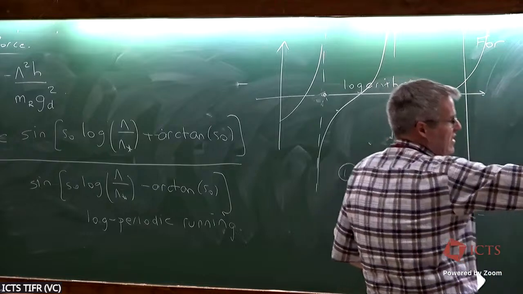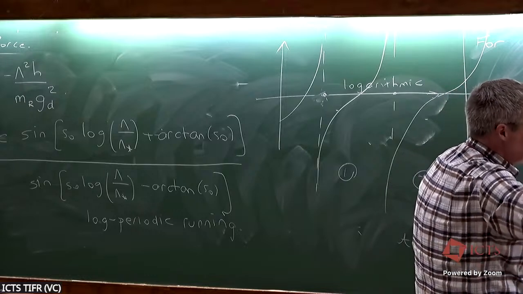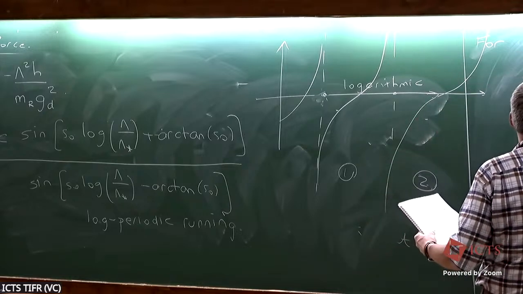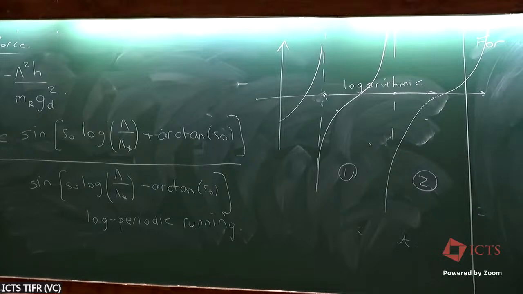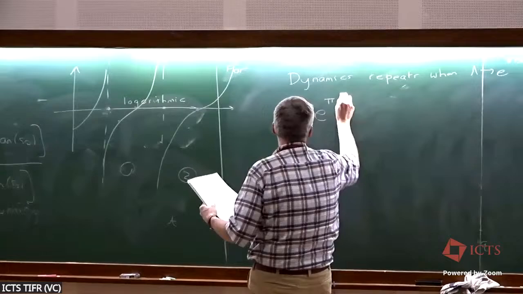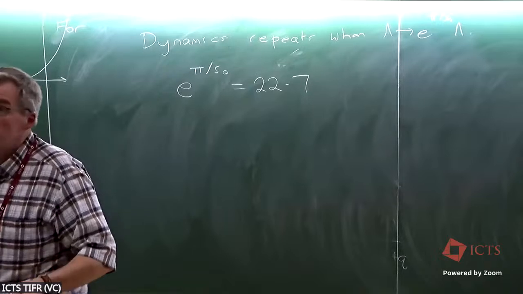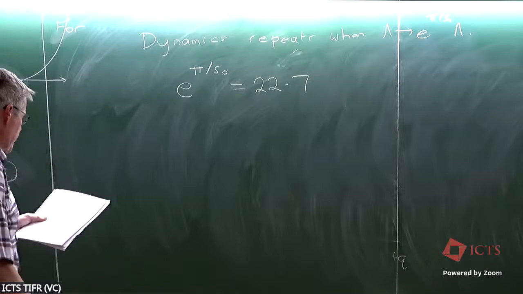I already mentioned that the solution in the ultraviolet has this scale symmetry, multiplying by e to the pi over s0. You can also check by looking at my equation for lambda that the dynamics repeats if you scale the cutoff by the same number, e to the pi over s0. For this problem with 3 equal masses, this is 22.7. And so you have discrete scale invariance of the problem under multiplication by 22.7.